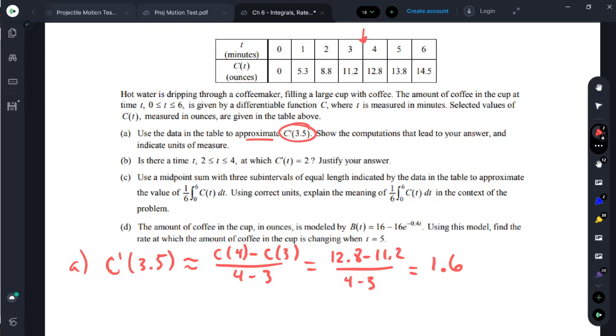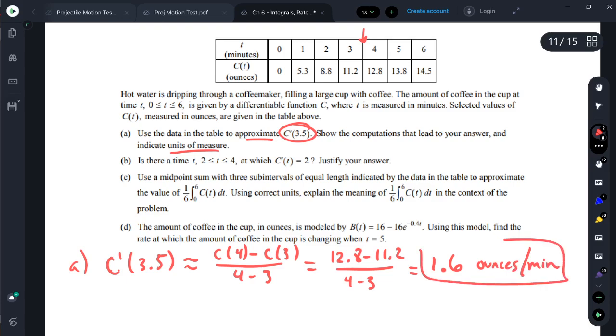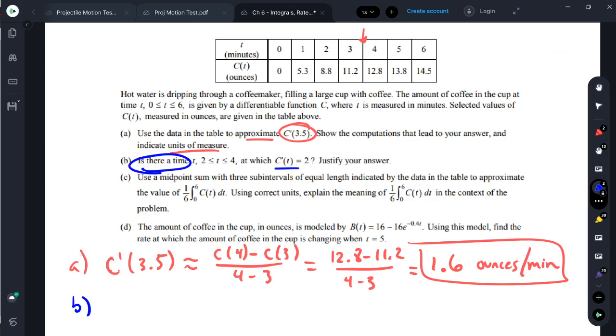So coming back here, we got 1.6. Now, they say show your work and indicate units of measure. Well, anytime we take a derivative, that adds on a per time. So we had ounces, we took a derivative, so it's going to add on per minute. All right, next B, is there a time when we see this? I'm thinking IVT, MVT, or Rolle's, where C prime of t is equal to 2. Now C prime, that's going to be either MVT or Rolle's, and it's to 2, so that's MVT.